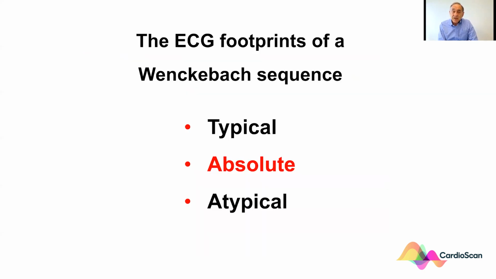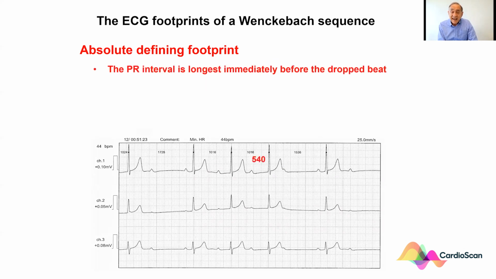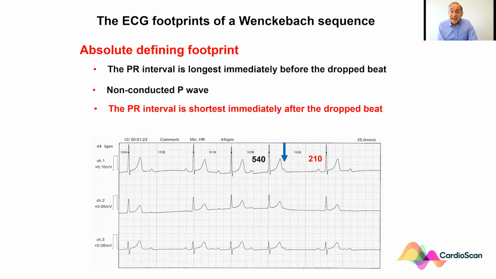The absolute feature is something that I always use and is not necessarily stressed in the literature. Again, we have the last beat before the drop beat. The PR interval is actually longest. Then we have the non-conducted P wave and the drop beat, and then the PR interval is shortest immediately after the drop beat. Why is this important?